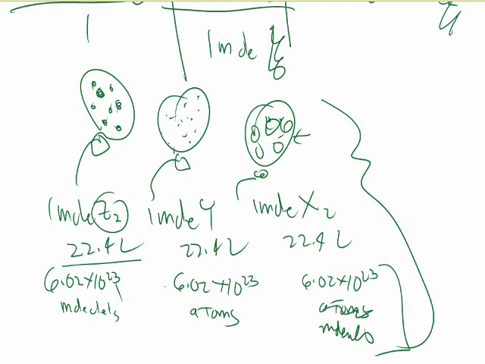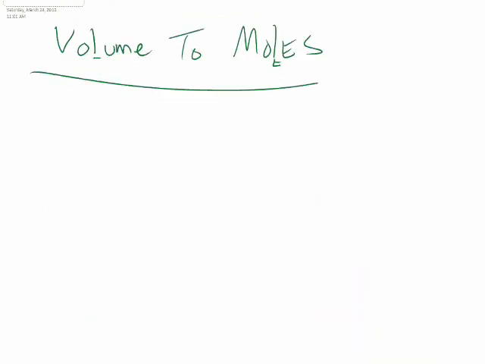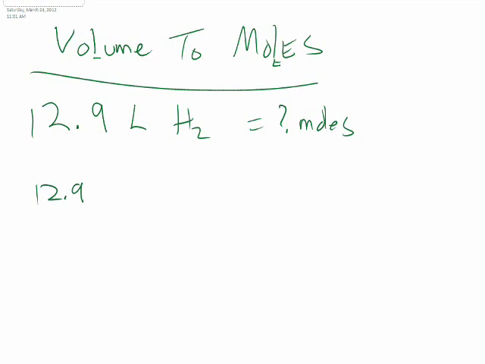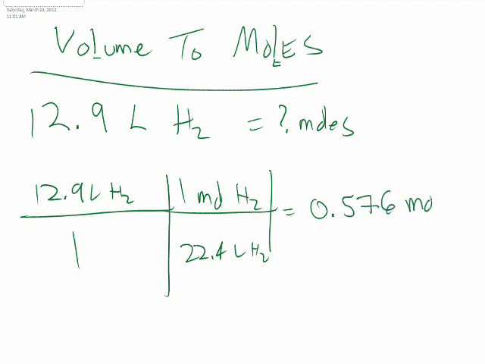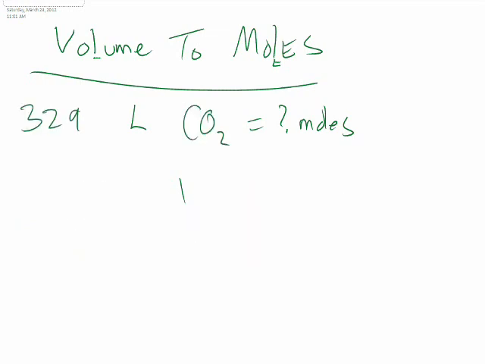No matter what it is, at STP, 1 mole will take up 22.4 liters and will have the same exact number of molecules. Now, how about if we go from volume to moles? Let's say we have 12.9 liters of hydrogen gas. How many moles would that be? We just use our conversion factor, 12.9 liters of H2. So we're going from volume to moles. That's over 1. So there's 22.4 liters in 1 mole of H2, and we just divide that out now. So we get 0.576 moles of hydrogen.